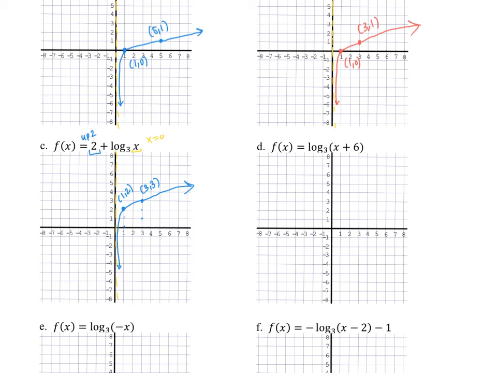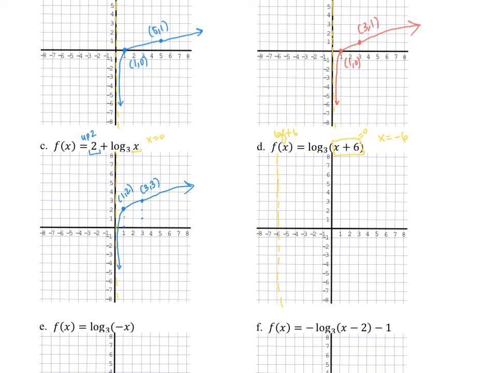Okay, for D, log base 3 of x plus 6, this is shifting. This is going left 6. So if my asymptote's normally at x equals 0, instead it's going to move to x equals negative 6. Some people also like to set this equal to 0, and then they can solve for the asymptote that way. It's up to you. You don't have to show work, but just find a way for it to work.